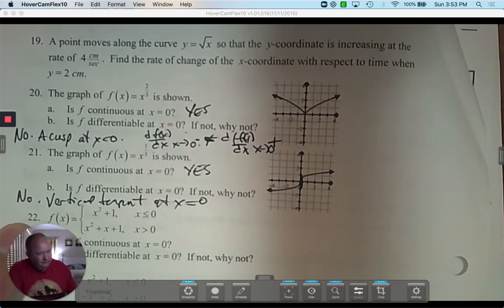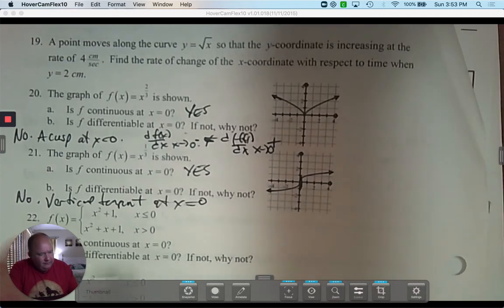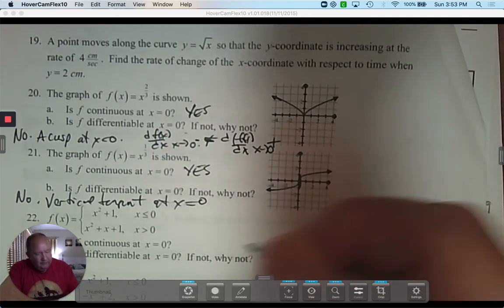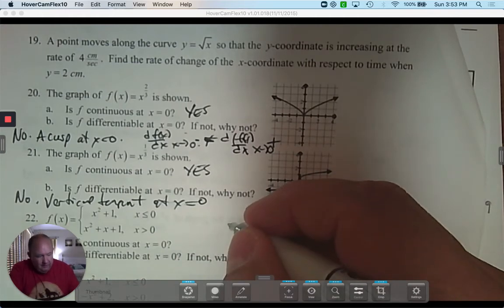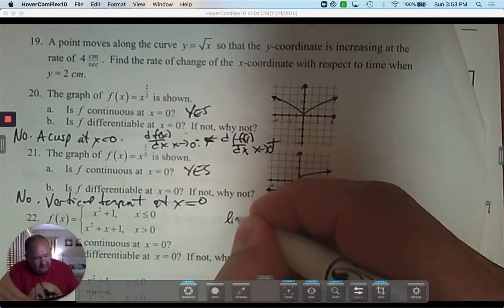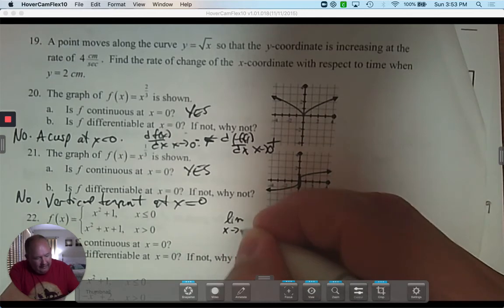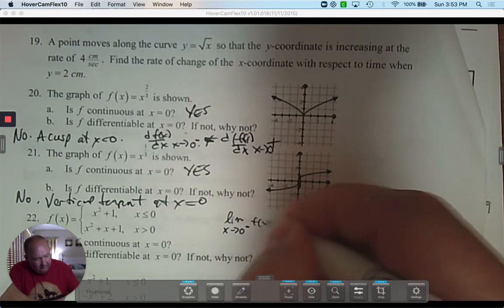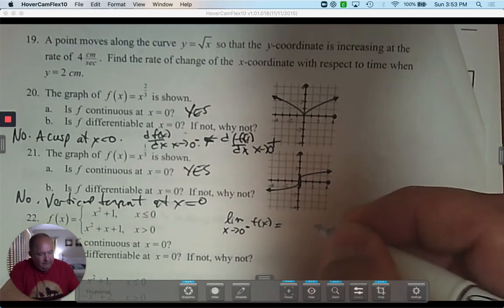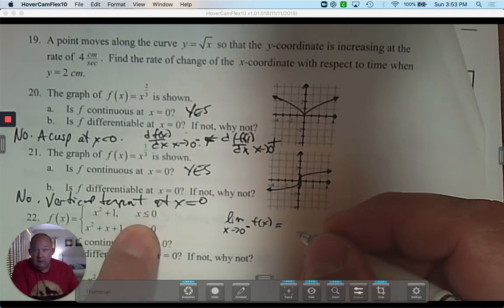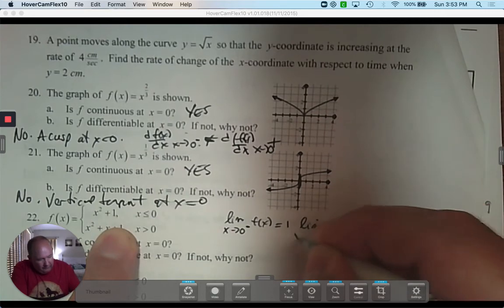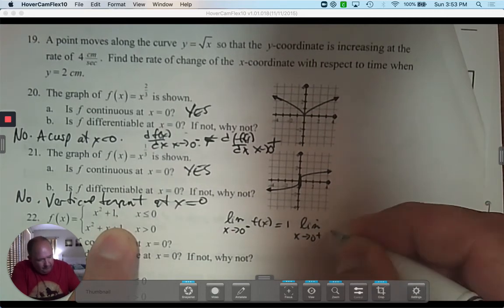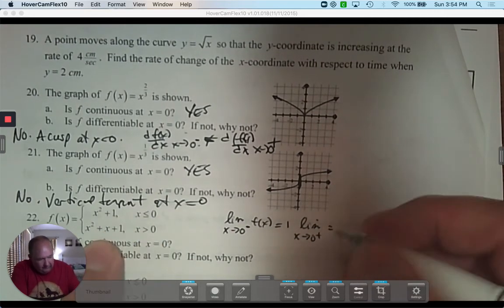22. We'll see if I have room here. It says, is f continuous? If there's continuity, there are three things that need to happen. For continuity, first of all, we look at it as a limit. What's the limit as x approaches 0 from the left of f at x? From the left, that's the top piece. You plug in and you get the answer 1. You look from the right side, and if you plug 0 into the right, you get 1.